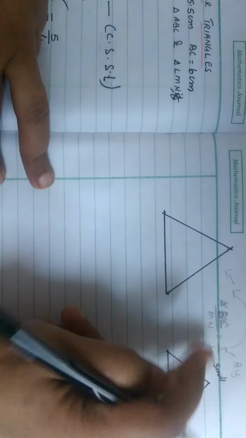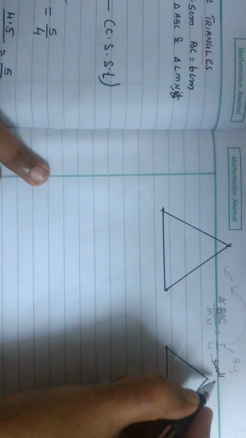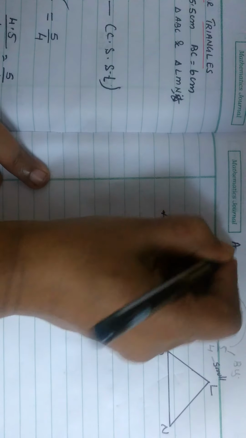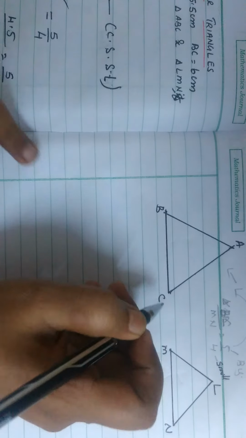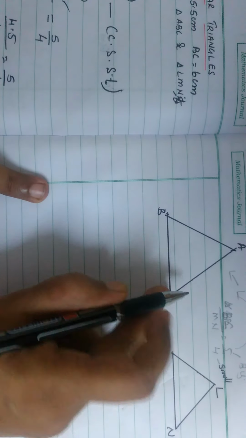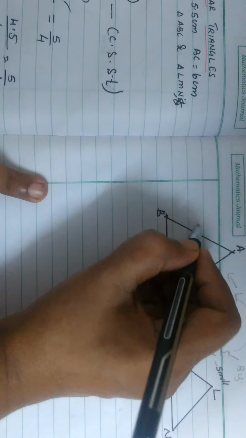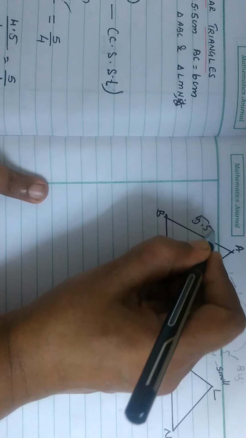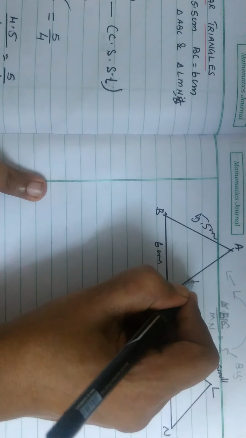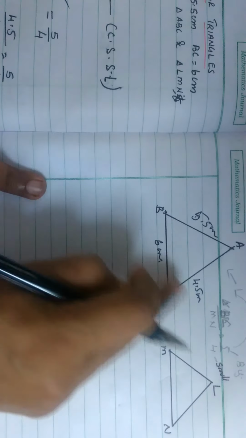If the ratio comes the opposite way, it will come just opposite. Therefore the required triangle is smaller. This is LMN, this is ABC. Then write the measurements: AB is 5.5 centimeter, BC 6 centimeter, and this is 4.5 centimeter from the question.